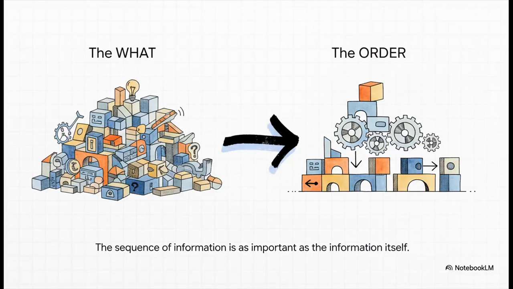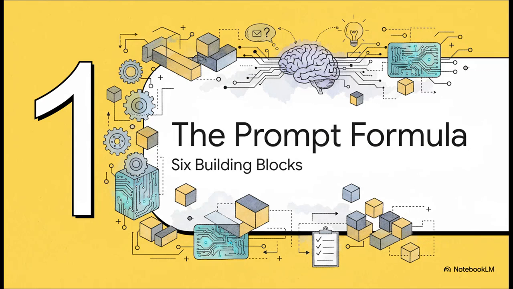Well, it turns out there's actually a reliable structure you can follow, a formula for success. And the real secret isn't just what you put into your prompt, it's the order you put it in. Because believe it or not, not all parts of a prompt are created equal. So let's break it down. There are 6 key building blocks that make up this perfect prompt formula. Think of it as a mental checklist you can just run through every single time you want to get a high-quality response from an AI.